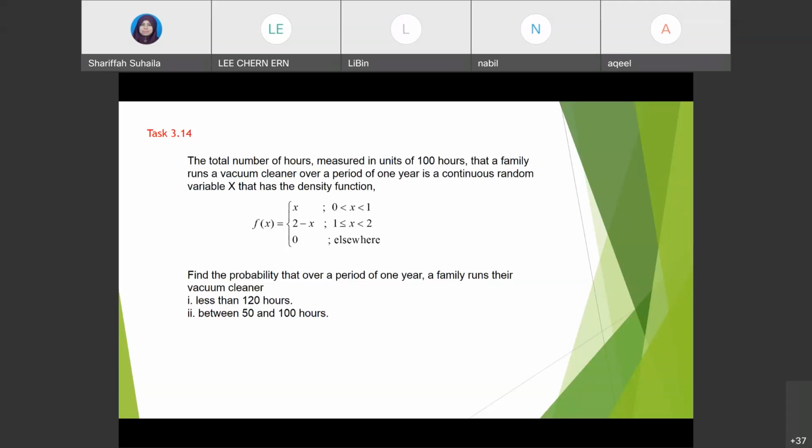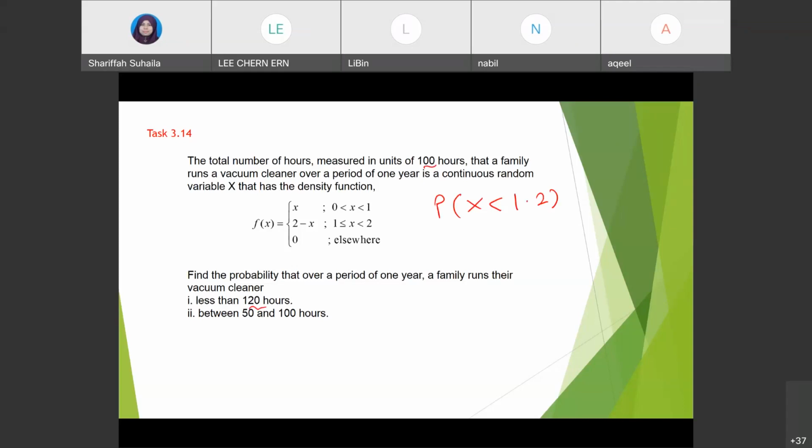Okay, less than 120 hours. So what you want to find is your probability X less than 120 hours, kita divide lah dengan 100, sebab ini unit dia dalam bentuk 100. So that means what you want to solve is X less than 1.2.